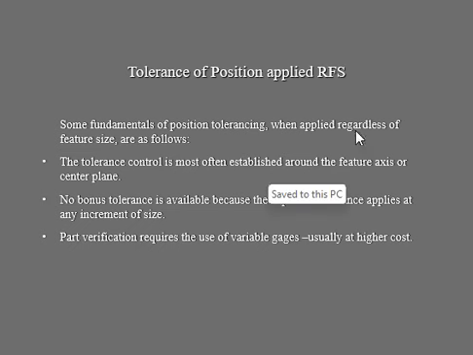When you deal with RFS, you don't need the bonus tolerance because your original tolerance applies at any incremental size. Only with the MMC, which is not RFS, do you need the bonus. For a regular RFS, when we apply this position tolerance, you don't need the bonus tolerance. So your part verification is again going to require the use of your gauges, because without the gauges, you wouldn't be able to verify these dimensions.